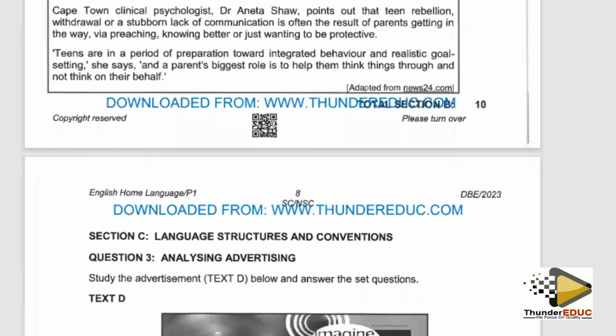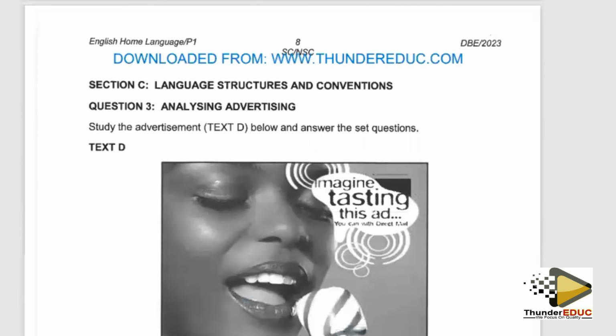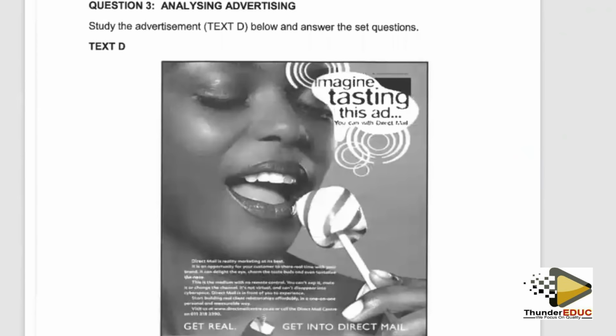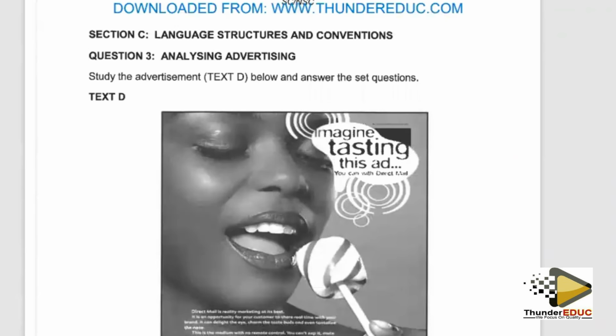Let's go to our most difficult section, which is our language structures and conventions. That is our section C. We have so many challenges. So we are going to come in and say, remember when it comes to advertisements, you must be able to know your AIDA principle. Remember, this is attention, interest, desire, and action. Your AIDA principle is your technique for going through the advertisement. My apologies. So let's make sure that we internalize our AIDA principle.